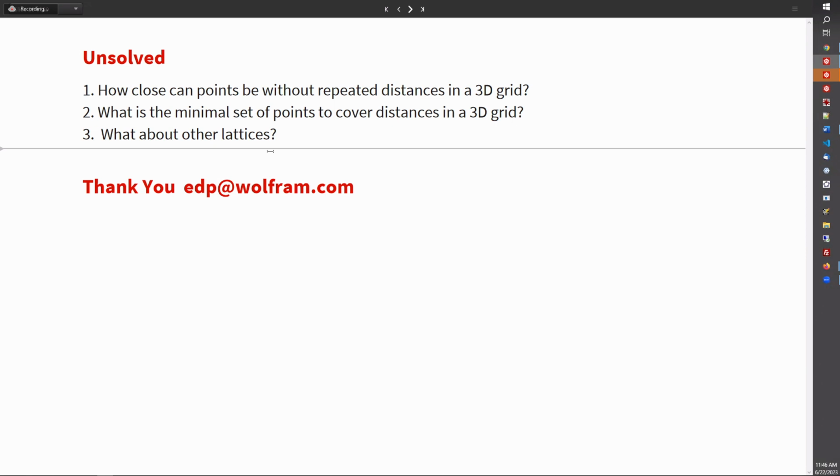What about other lattices like the octahedron, tetrahedron lattice and similar things? What are the minimal cases in those? And in 2D, for a simple triangular grid, what are the minimal sets of points? Those are all unsolved problems, and that is what I had prepared, so I'll be glad to answer any questions. You can just post them and I'll be glad to take a look at them.